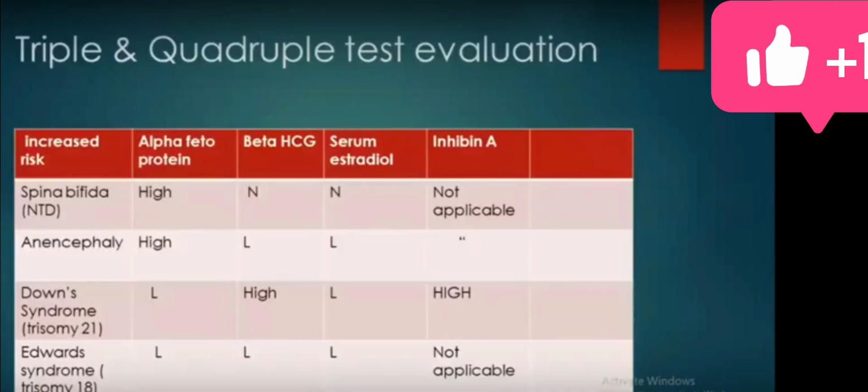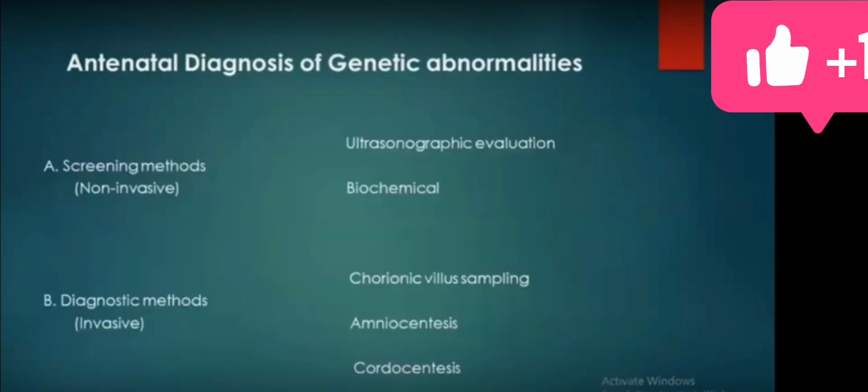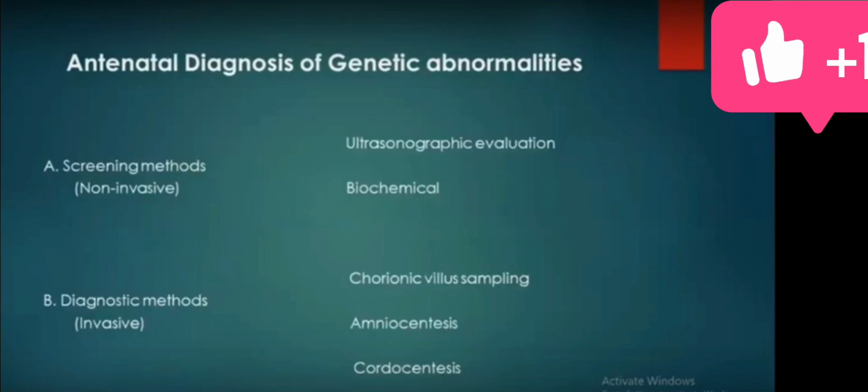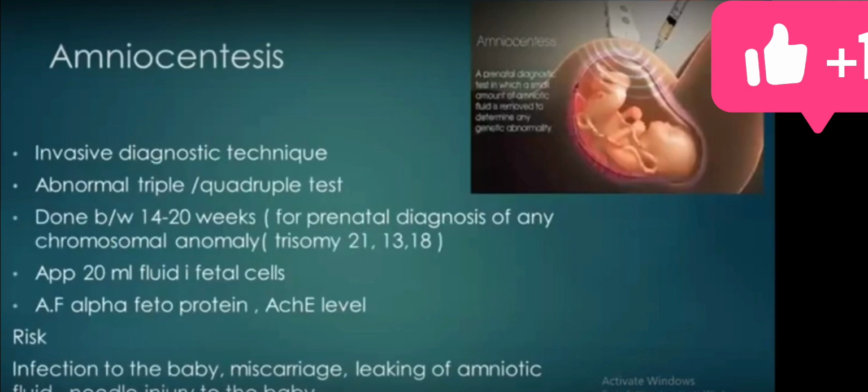By the screening test we come to know that there is some abnormality, but that is screening only. So we have to confirm our diagnosis, that this baby is having some congenital anomaly. For that we use some invasive diagnostic methods, like chorionic villus sampling, amniocentesis and cordocentesis. These are the invasive diagnostic methods. We will deal with them one by one.